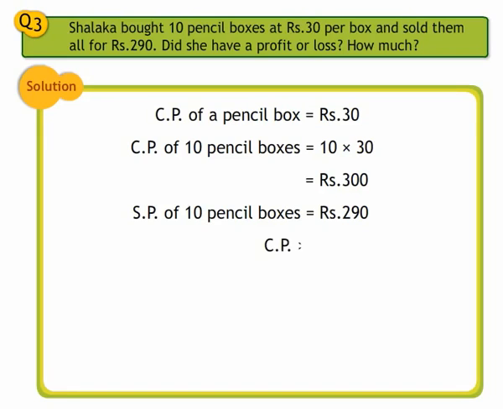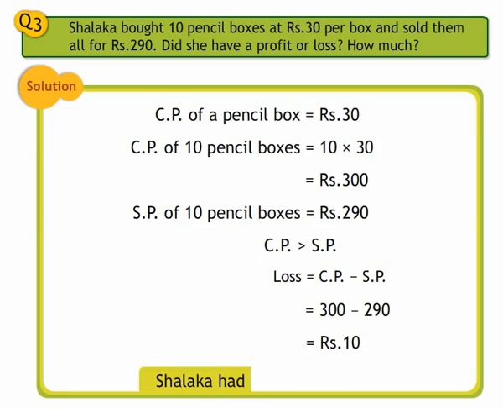Here, cost price is greater than selling price. Hence, loss was incurred. Loss is equal to cost price minus selling price. Therefore, 300 minus 290, which is 10. Thus, Shalaka had a loss of rupees 10.